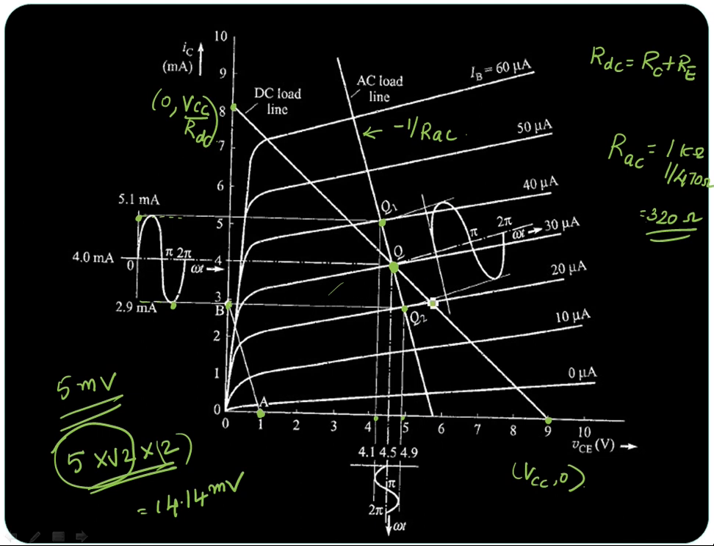You may be wondering why we didn't draw this AC load line when we analyzed the fixed bias circuit, isn't it? There you were not taking this R0. This was taken as infinity, R0. So RAC was RC itself, and the slope was minus 1 by RC in that case. You may refer back and prove it for yourself.